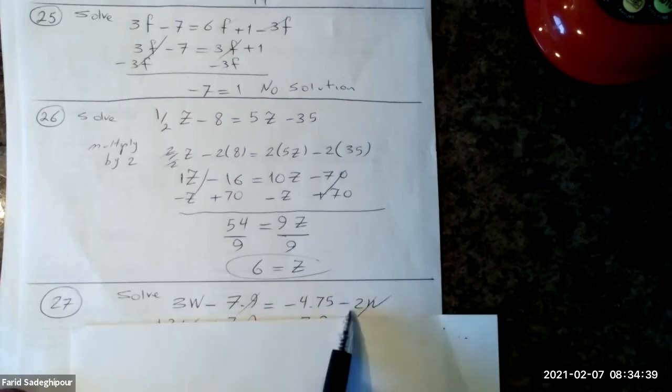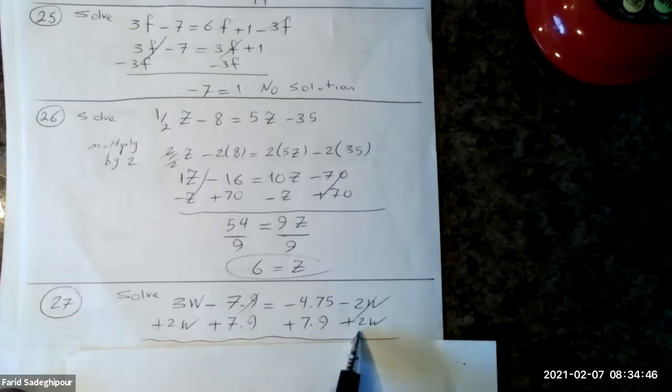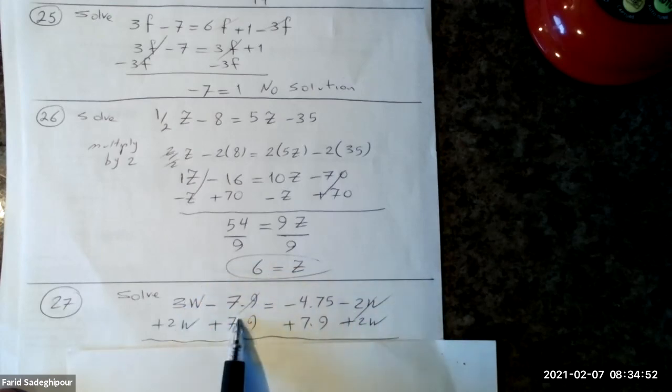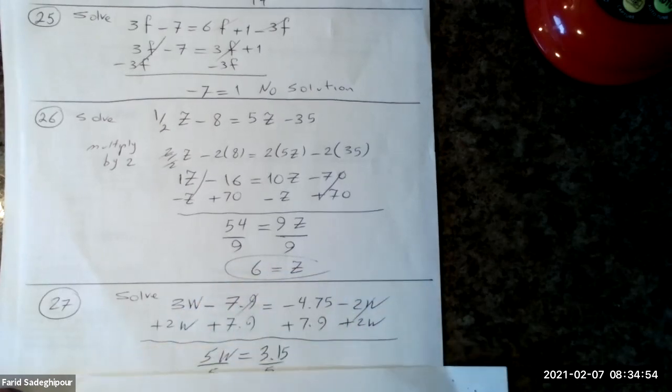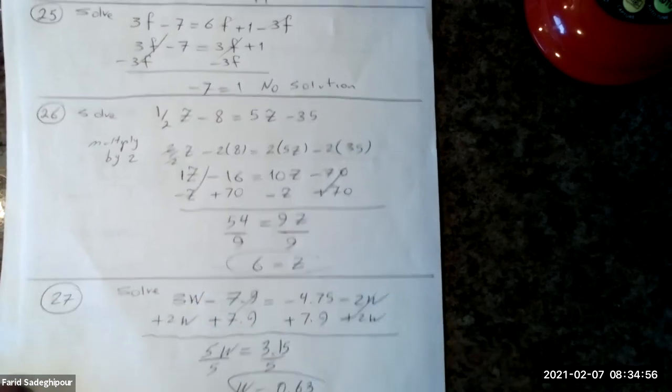3w is larger than minus 2w, so I bring minus 2w to that side. That's why you have positive 2w. And you want to collect all the numbers on the right side. So when you collect the variables on this side, you've got to bring numbers on the right side. And then divide both sides by that.